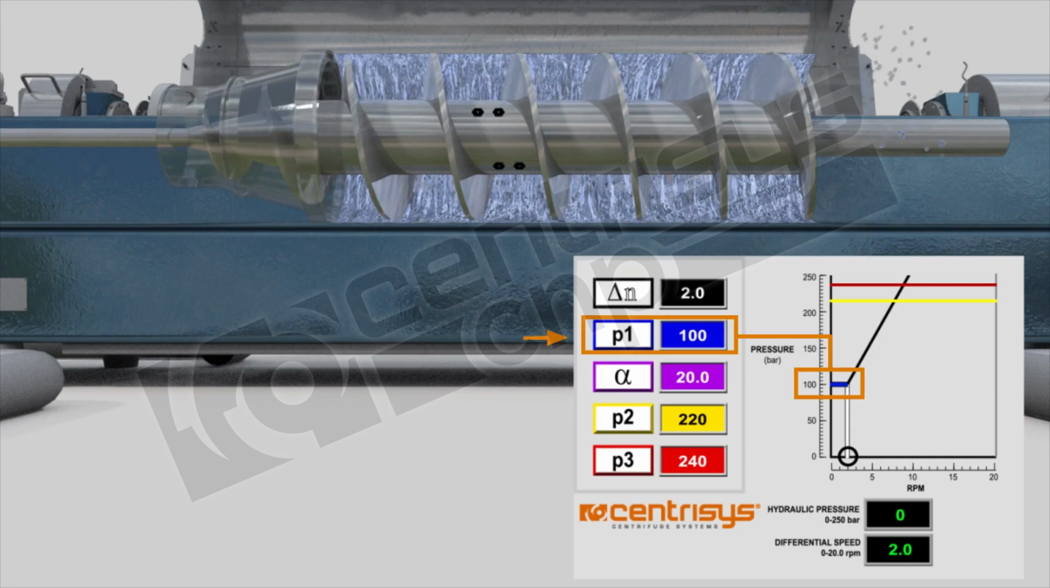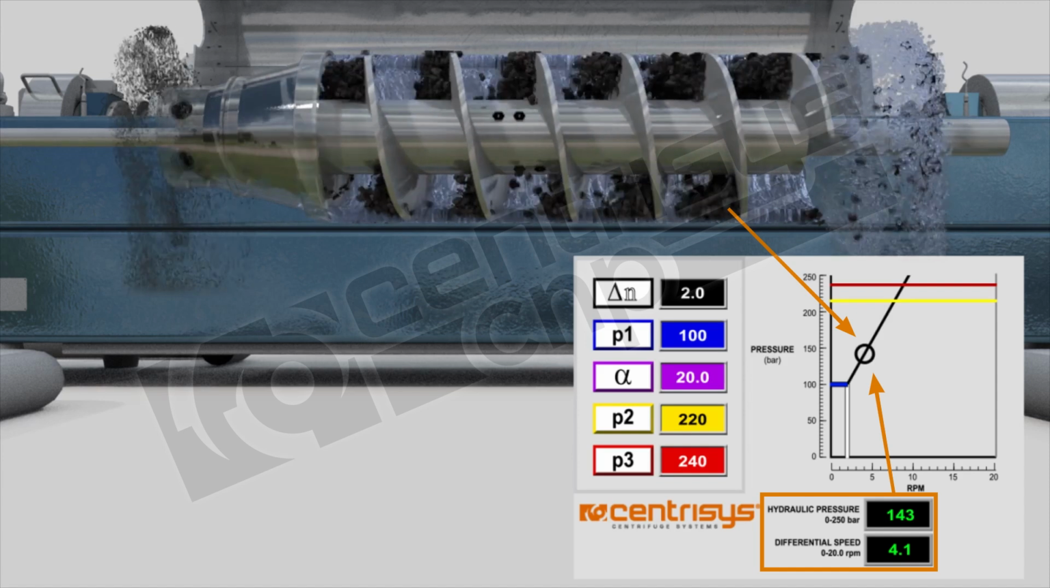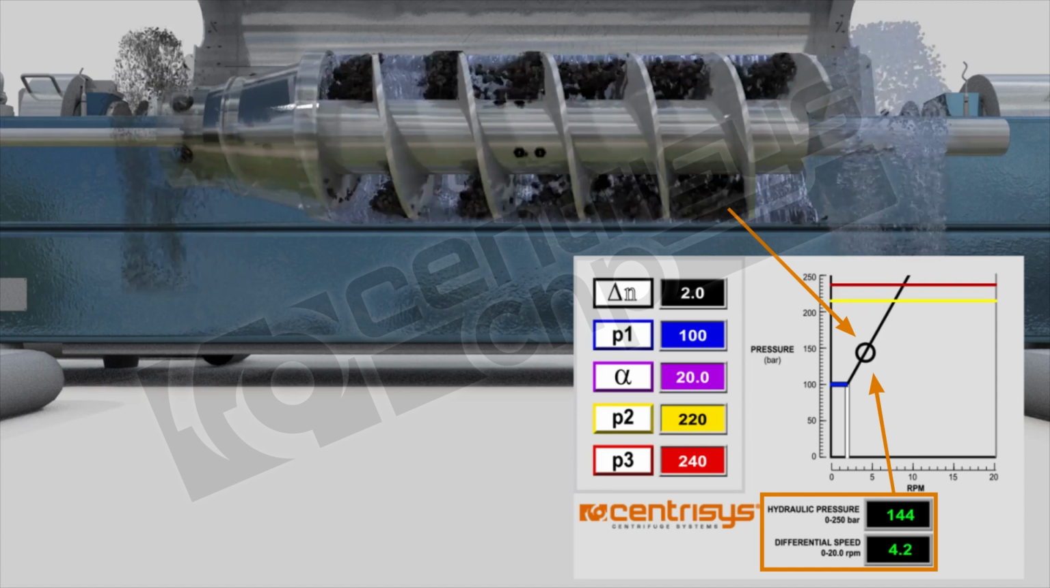P1 is the start of regulation. It is not a pressure set point, but it's the point at which pressure it starts regulating itself. For every increase in pressure, there's an increase of differential speed here. The white line represents the base speed of 2. The blue line represents the P1 or start of regulation, and the black line is the actual trajectory of where the differential speed is in relation to the pressure on the left. The higher the pressure, the more differential is needed. The more solids are in the machine, the higher the pressure will be.